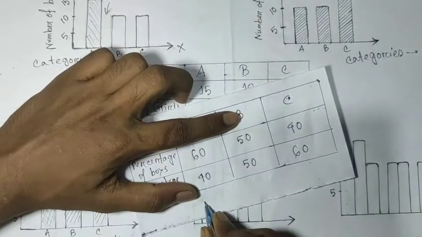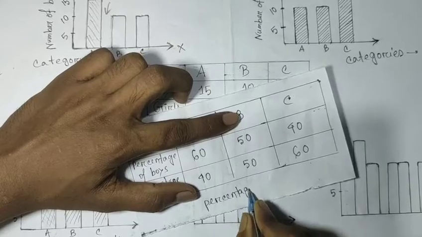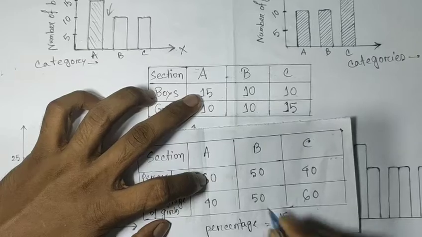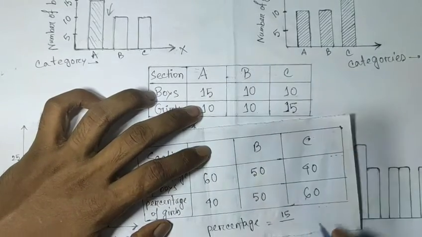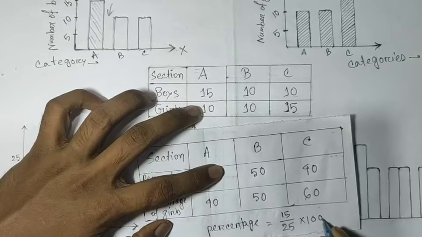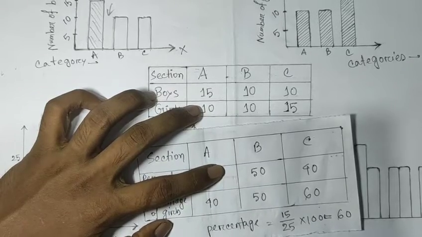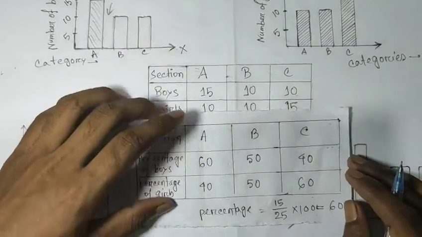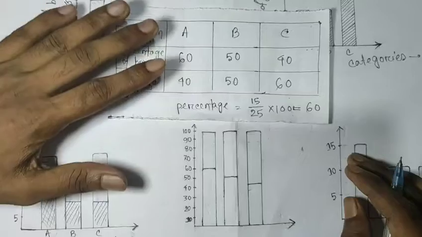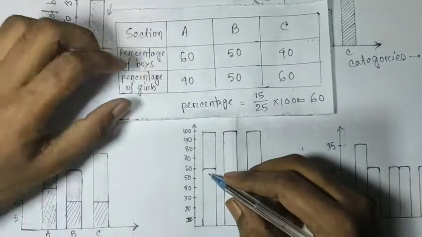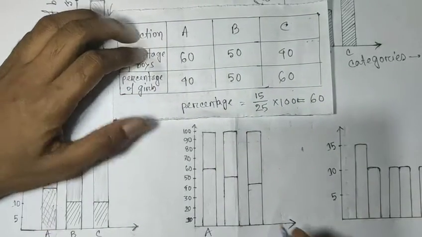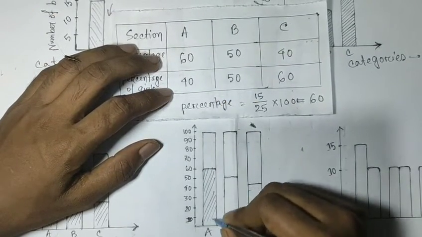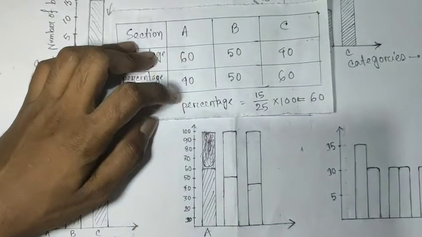That means here the percentage for this data is equal to 15 divided by the total number of observations. Here it is 15 plus 10, that is 25, into 100, and it's equal to 60. By doing this process, we found all these values, and let's put them here. For section A, the percentage of boys is 60, so the height of the lower portion will be 60, and this portion will be 40.